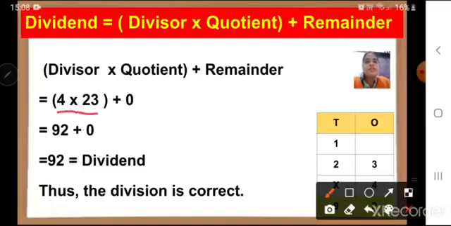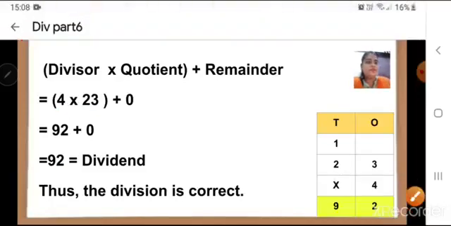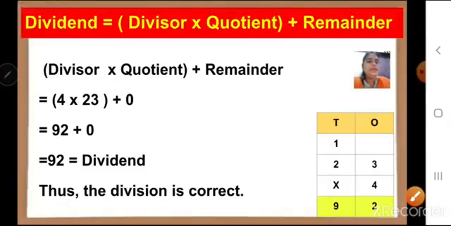First we are going to solve the bracket. 4 into 23 is equal to 92. When you multiply 23 into 4, you will get 92. 92 plus 0 is equal to 92, which is our dividend. So we can say that the division is correct, because in our question we have 92 as dividend. See children, here the multiplication 23 into 4 is equal to 92. Note it down in your notebook.